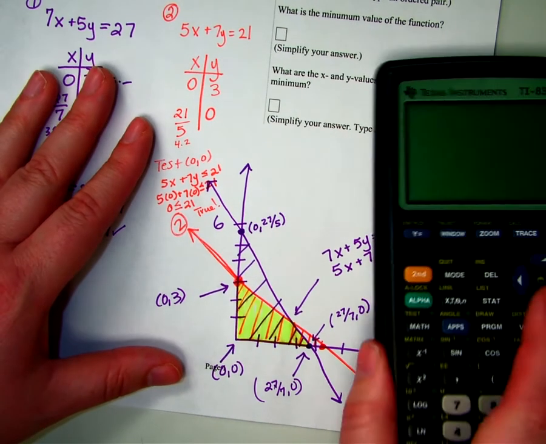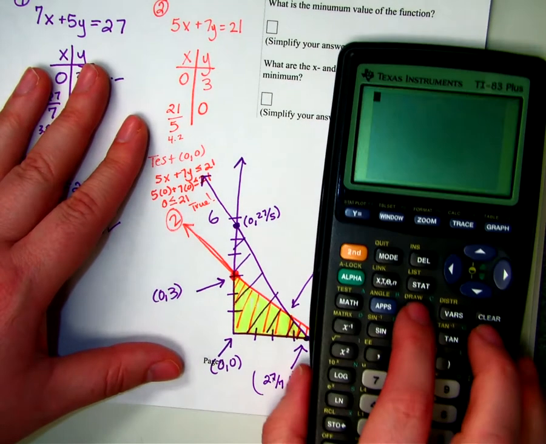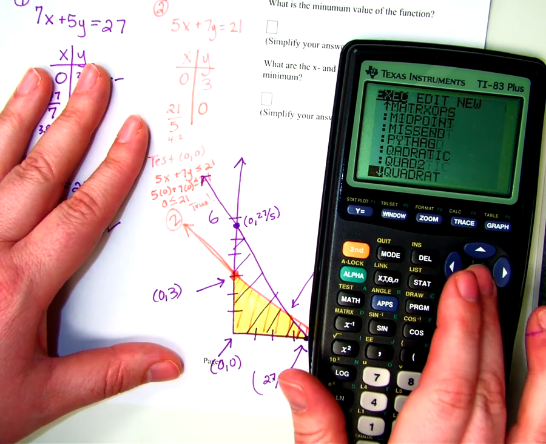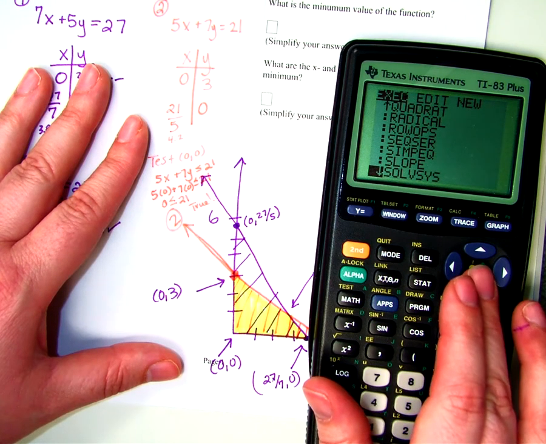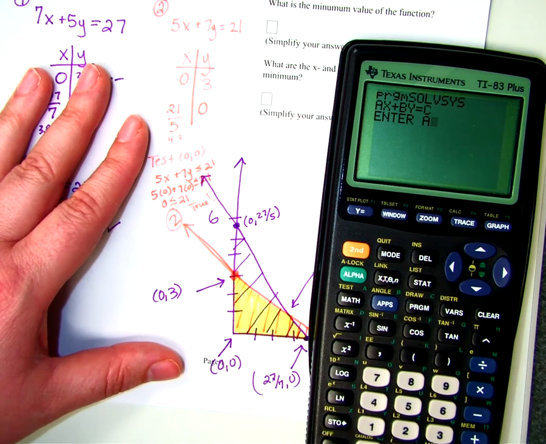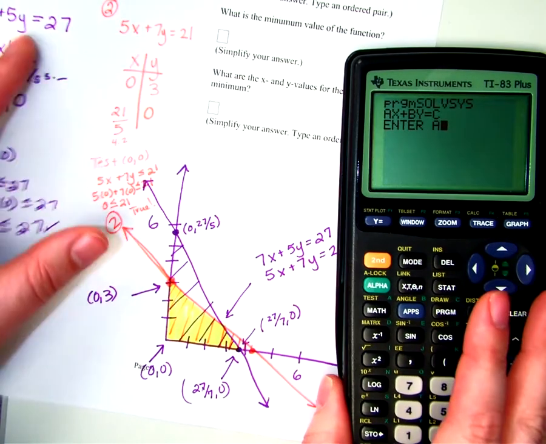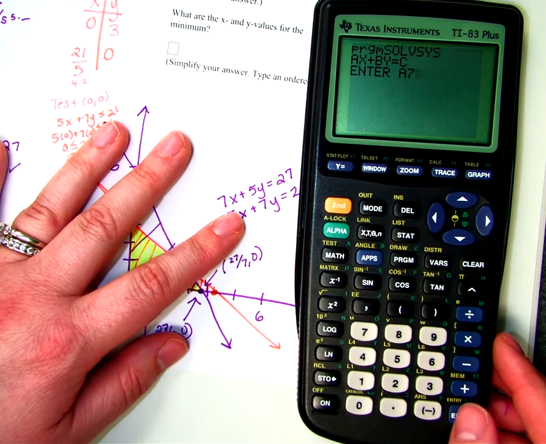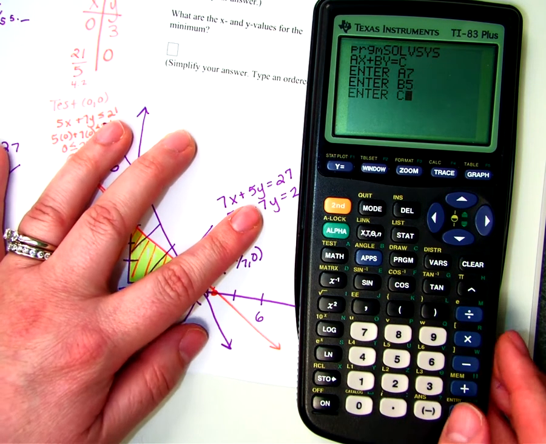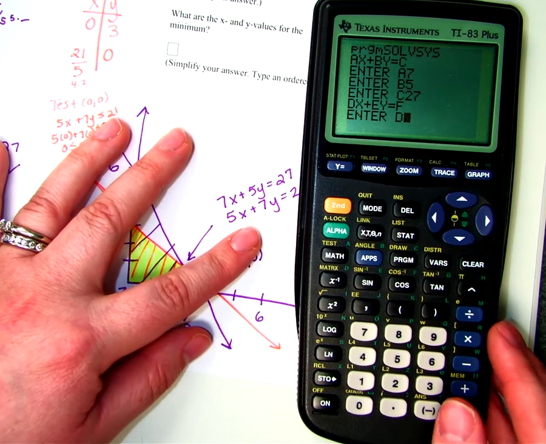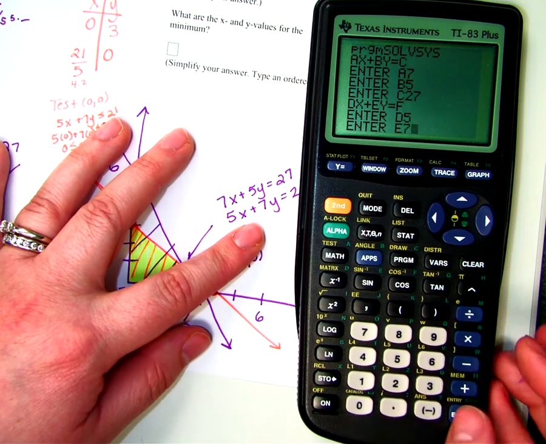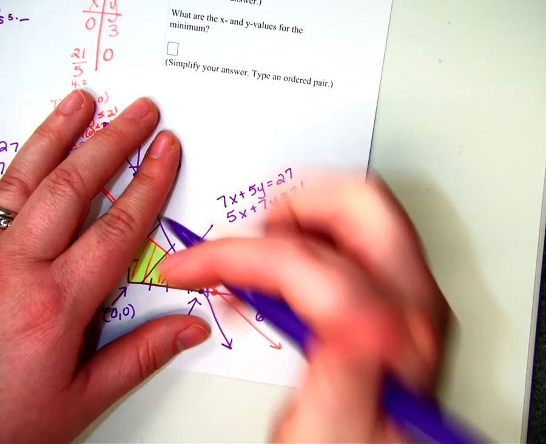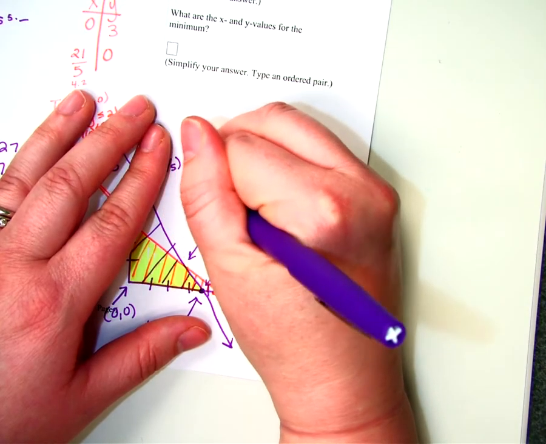Now, one of the things that you can do in your calculator, you have a program that I've installed called Solve System. You probably have fewer programs than I do. So go to the one that says Solve System and hit Enter. And then it's going to ask you for the coefficients of your 2 equations. So starting with the top equation, we have a coefficient in front of x of 7, in front of y of 5, and a constant of 27. For our second equation, 5, 7, and 21. So it tells us that our lines intersect at the point 3.5 and 0.5.